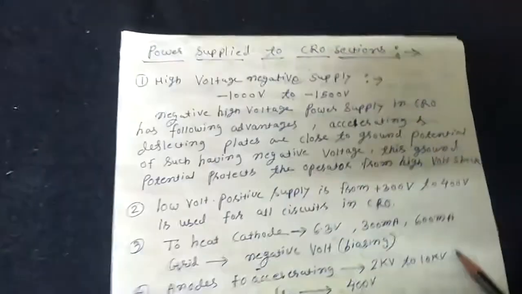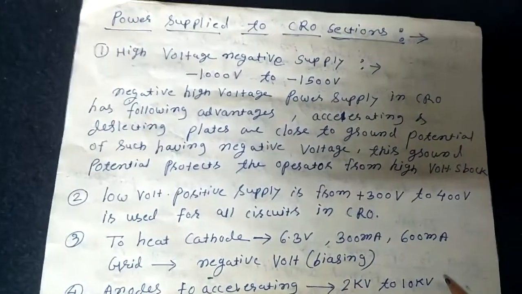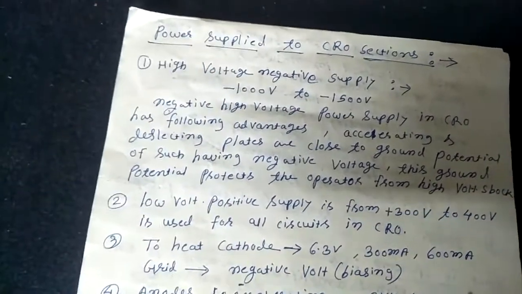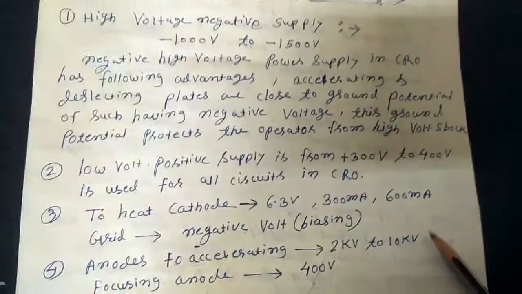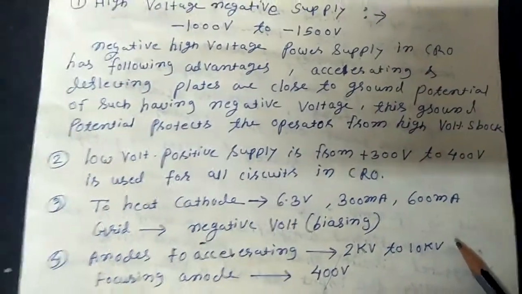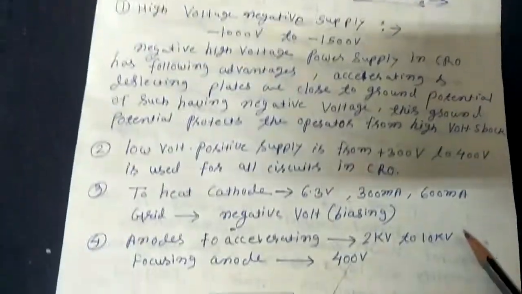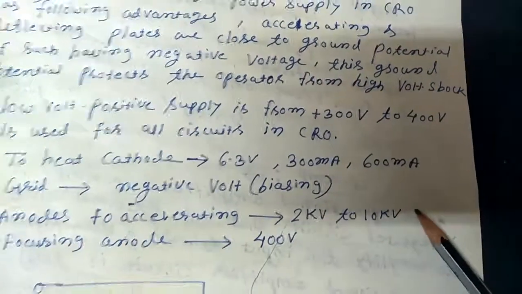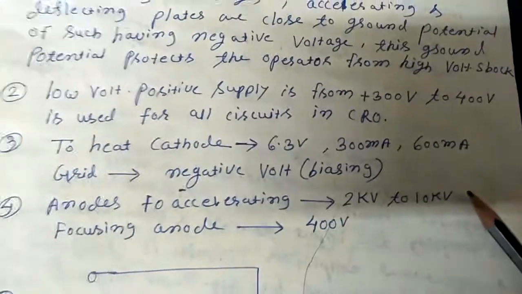from high shock hazards. The low voltage positive power supply is 300 volt to 400 volt, which is used for the other sections of the CRO. For cathode heating, we use 6.3 volt with 300 milliampere to 600 milliampere current. The grid is provided a negative voltage supply, and the anodes are supplied 2 kilovolt to 10 kilovolt or 400 volt. So this is the low voltage positive power supply.